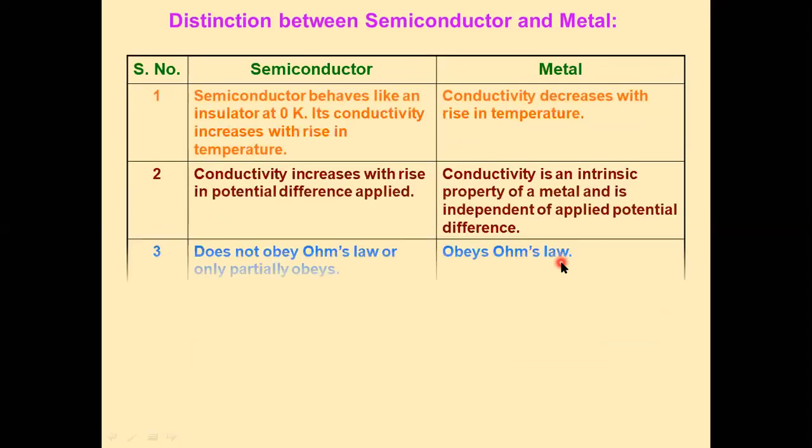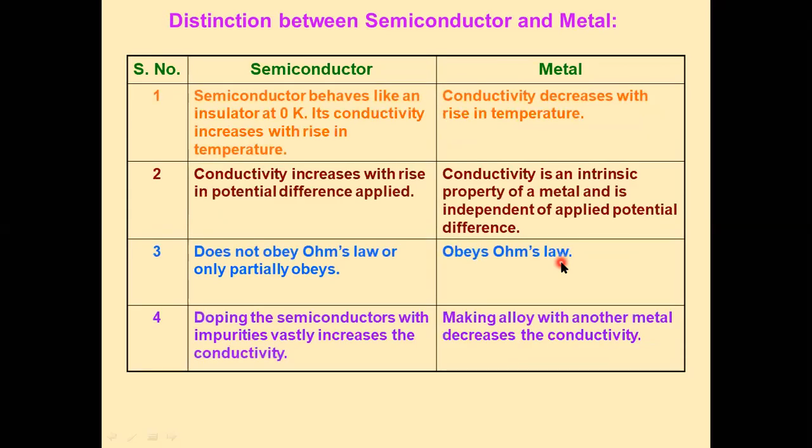We'll see another one, distinguishing between semiconductor and metal. A semiconductor behaves like an insulator at 0 degrees Celsius. Its conductivity increases with rising temperature. Then in case of metal, conductivity decreases with rise in temperature. Exactly the opposite case. In a semiconductor, conductivity increases with respect to temperature. In metal, conductivity decreases with respect to increasing temperature.